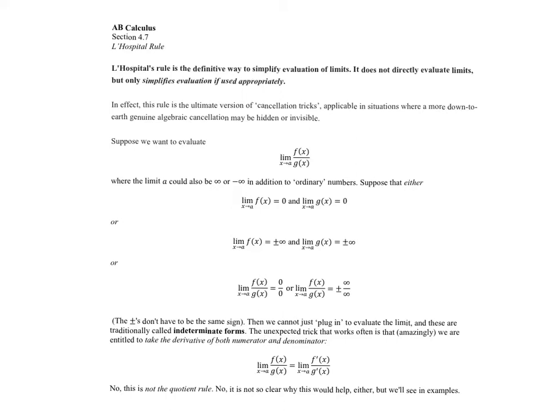AB Calculus, Section 4.7, L'Hopital's Rule. L'Hopital's rule is the definitive way to simplify evaluation of limits. It is not directly evaluating limits, but only simplifies evaluation if used in an appropriate setting. In effect, this rule is the ultimate version of the cancellation tricks that we've talked about.